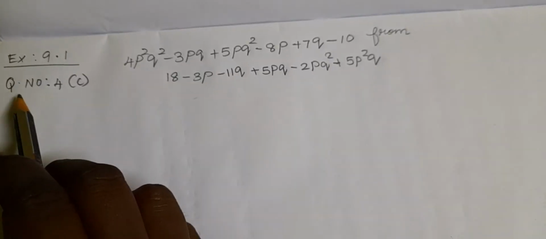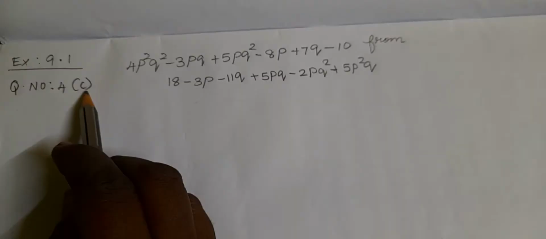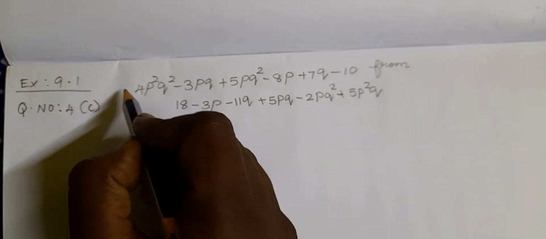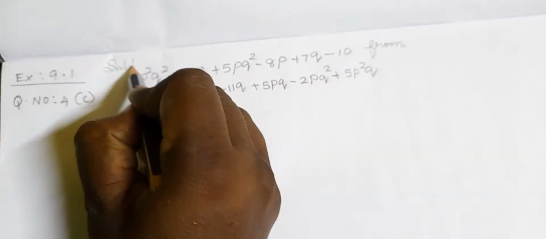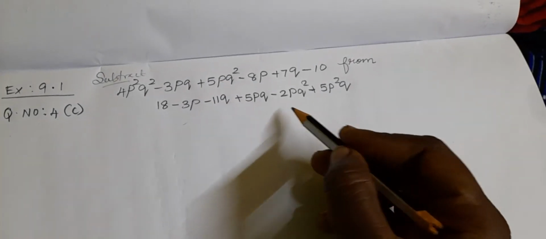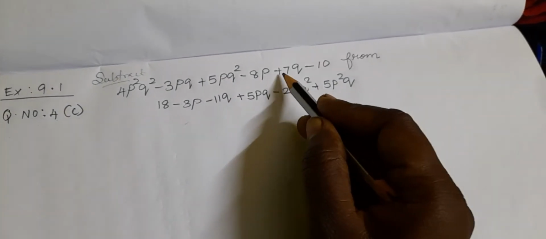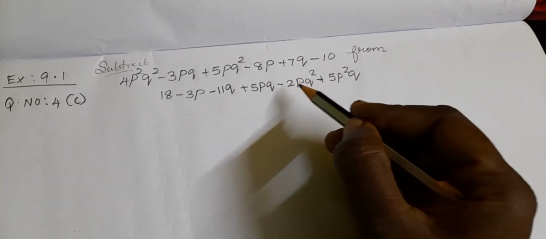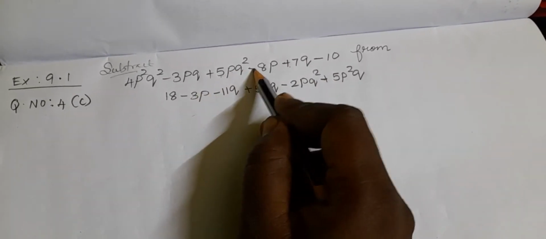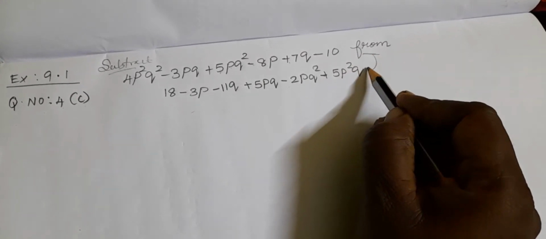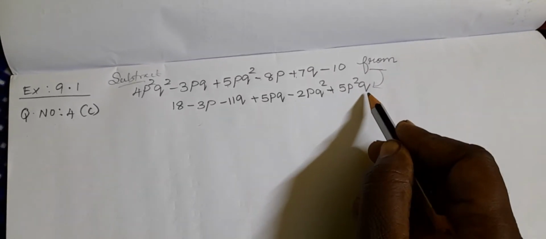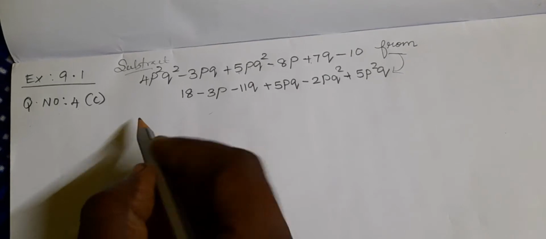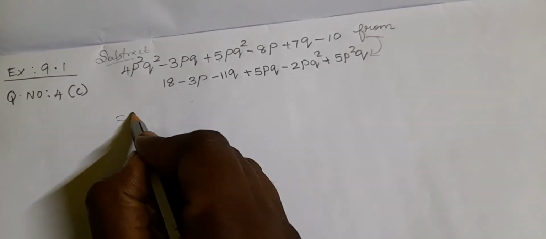Exercise 9.1, question number 4, C. Here we are going to subtract two expressions. This is the second expression and this is the first expression. We are going to subtract the first expression from the second expression. So let us write the second expression now: 18 minus 3p.